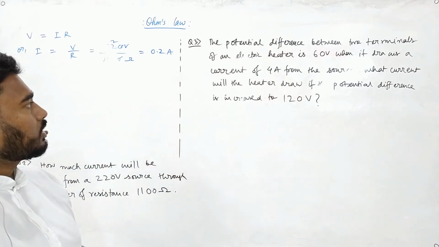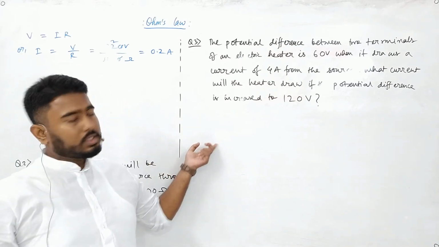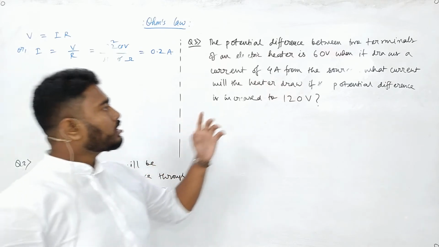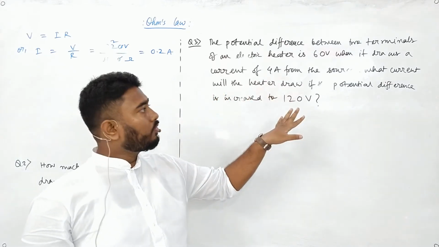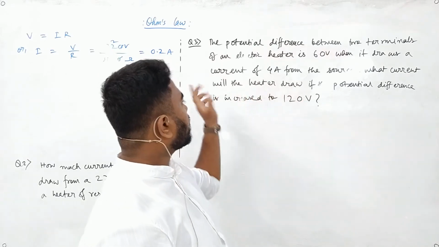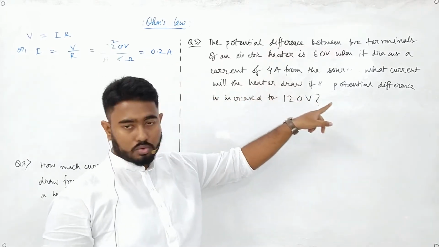Now next question, this is a question from your NCERT. The potential difference between two terminals of an electric heater is 60 volt when it draws a current of 4 ampere from the source.